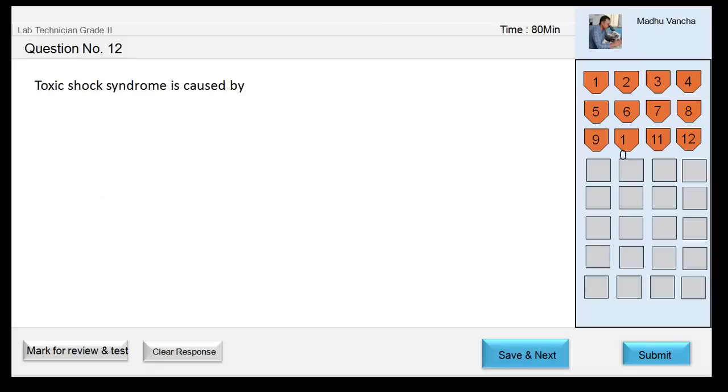Next question, toxic shock syndrome is caused by option A, staphylococci, option B, E. coli, option C, pneumococci, option D, meningococci. Here the right answer is staphylococci. So staphylococci produce a toxin called toxic shock syndrome toxin. So this toxic shock syndrome toxin causes toxic shock syndrome. Here if you see streptococci, like Streptococcus pyogenes also causes toxic shock syndrome. But here in this option, streptococci is not there. So here staphylococci is the answer. Even staphylococci and streptococci both cause toxic shock syndrome.